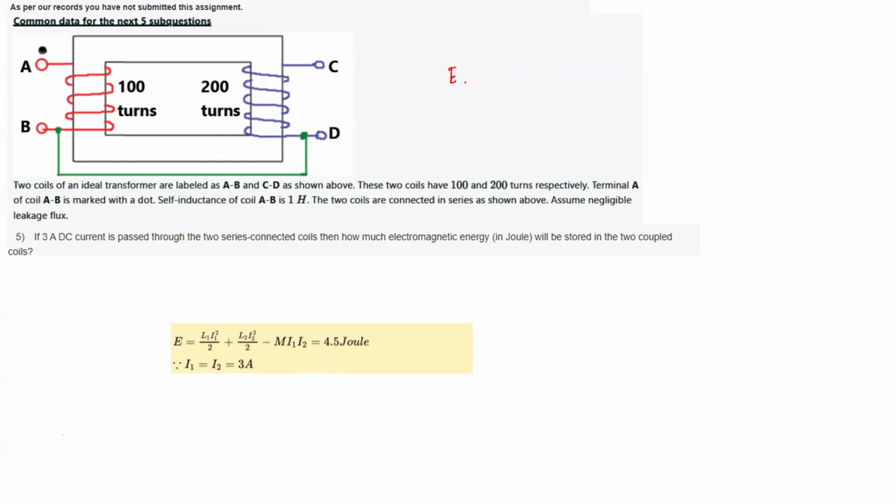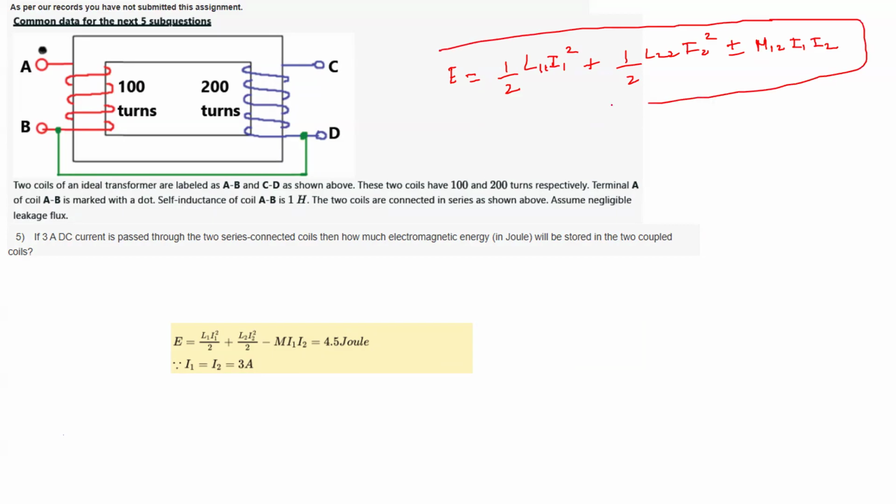So energy is basically half L11 I1 square plus half L22 I2 square plus minus M12 I1 I2. Okay, so this is the basic form of the energy formula. Now you see whether this is plus or minus. This you have to decide depending on the dot notation.